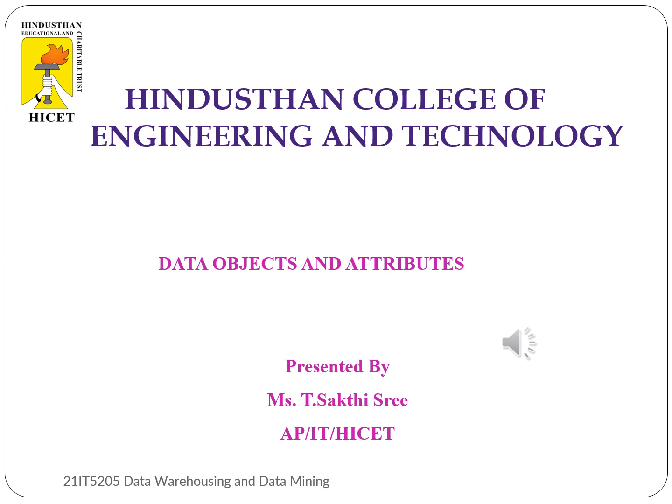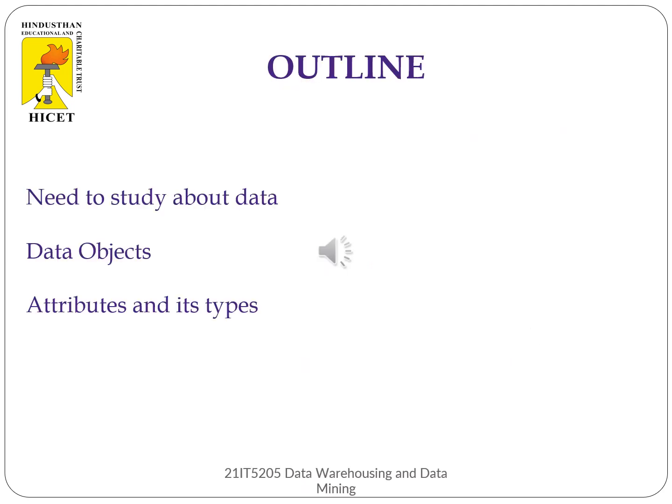In this video, we are going to learn about the various types of data that are being used in a data warehouse. We are going to learn what the need to study data is, what a data object is, what an attribute is, and what the various types of attributes available in the data warehouse are.